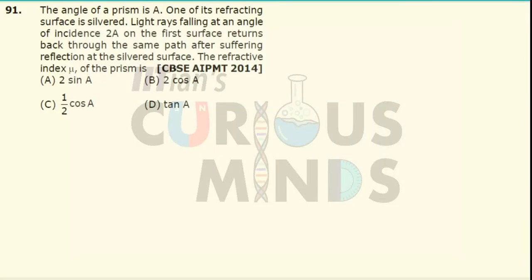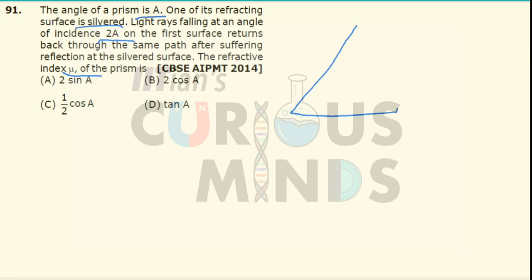The angle of prism is A. One of its refracting surfaces is silvered. Light rays falling at an angle of incidence 2A on the first surface return through the same path after suffering reflection on the silvered surface. The refractive index mu of the prism is? We have to find out the refractive index.